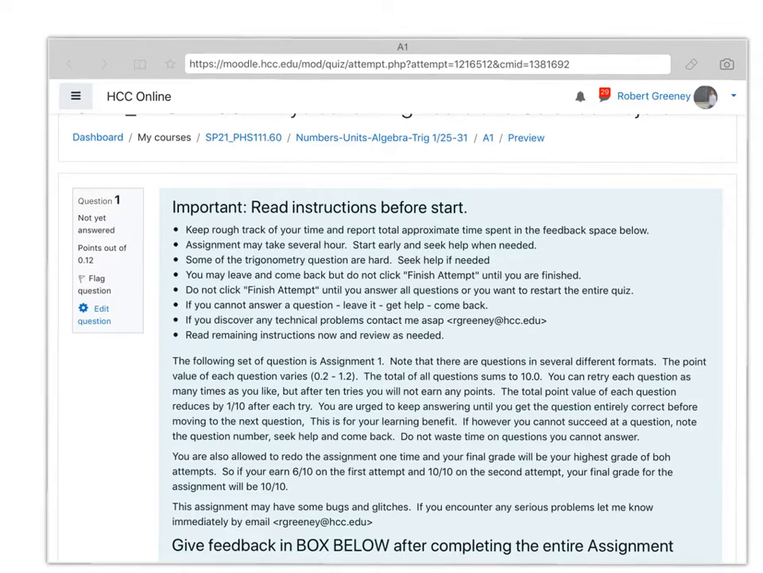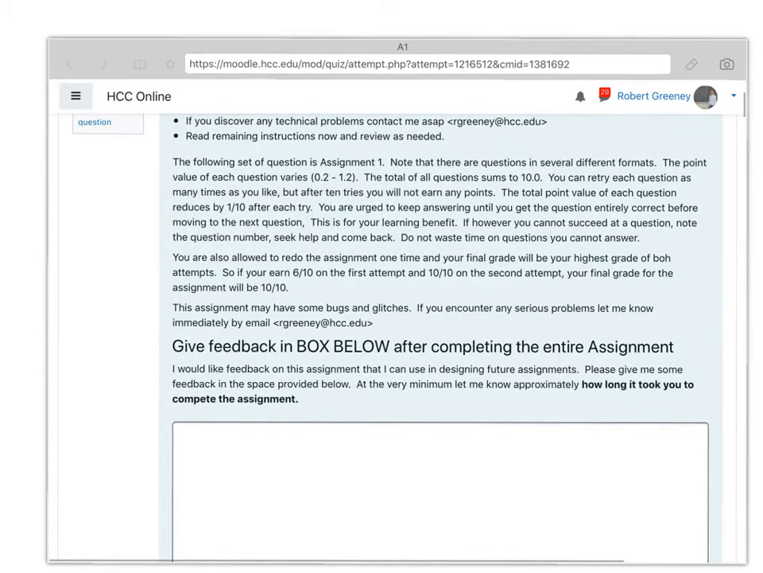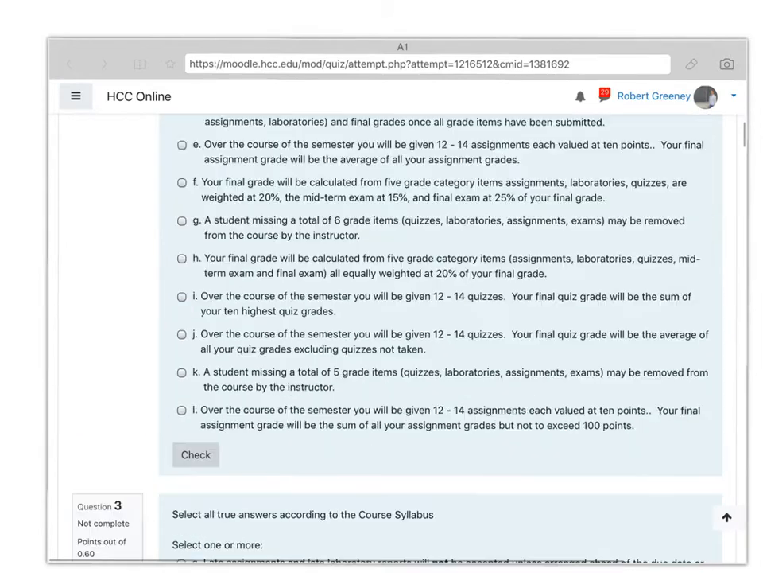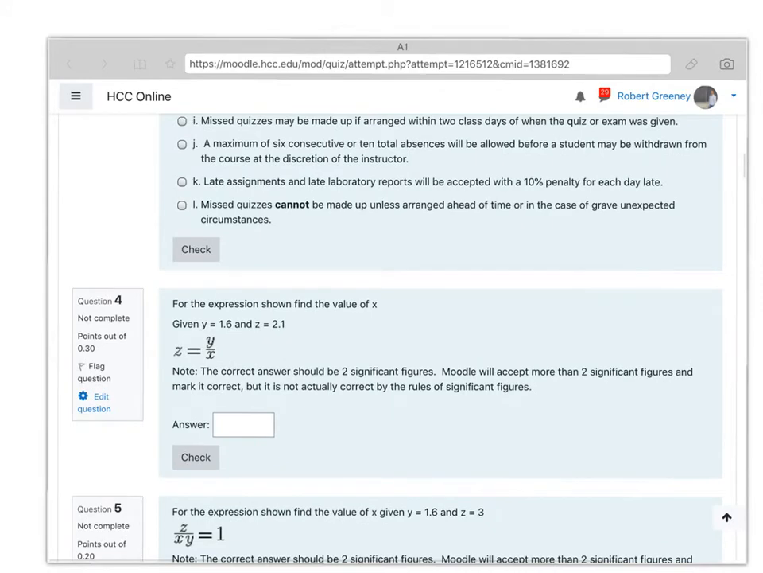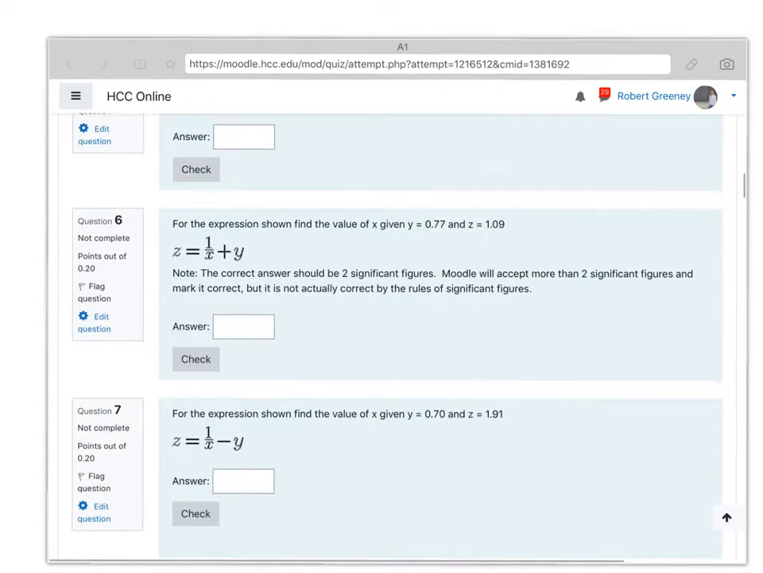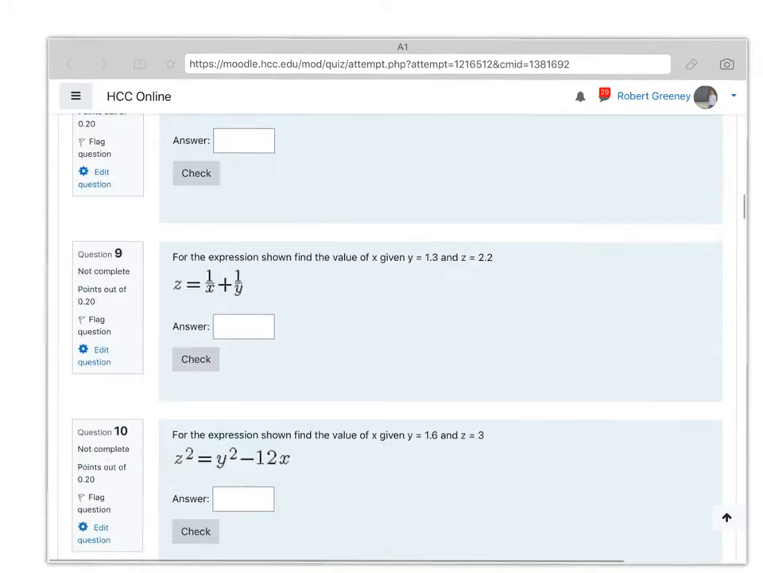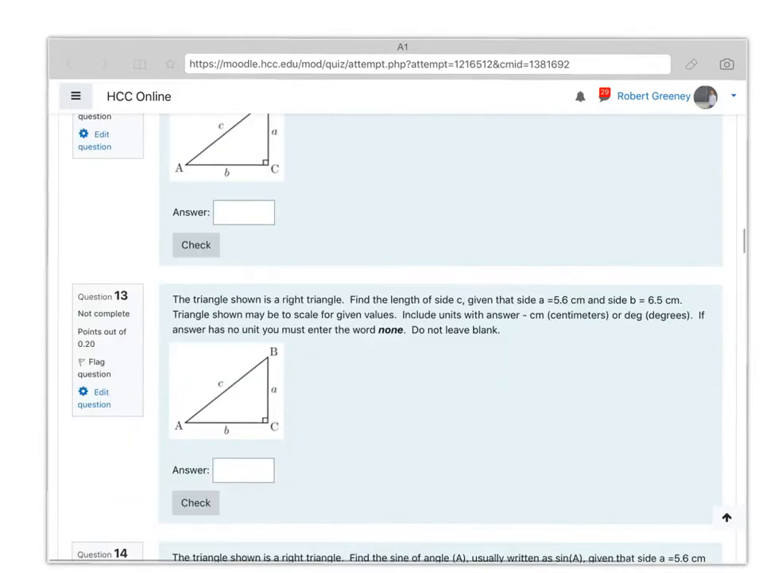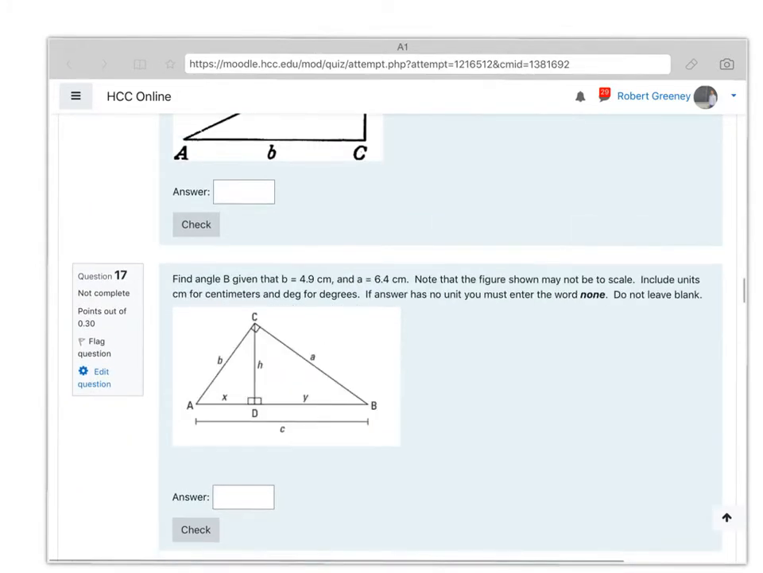So in the beginning, you'll see a set of instructions about the assignments, since this is your first online assignment. And then there are a couple of questions about the syllabus, so you just need to read the syllabus and answer those. And then there's a series of relatively simple algebra questions. So do those, and then there's a series of relatively simple trig questions.